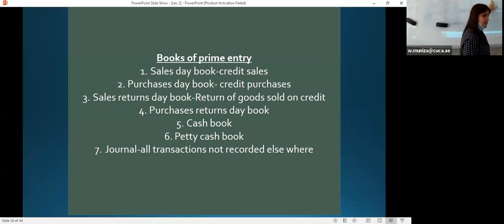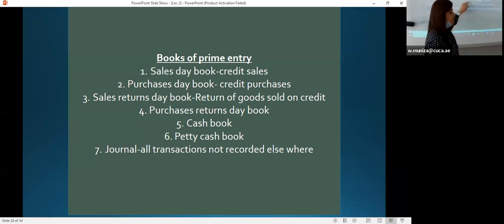Then we have purchases returns day book. Only credit purchases returns will be recorded in this book. Cash book, all the cash transactions, whether cash sales or cash purchases, will be recorded in the cash book. Petty cash book. This is for small amount cash transactions. For routine cash transactions and for petty nature cash transactions, this cash book is maintained. And journal. All those transactions which are not recorded elsewhere are going to be recorded in this book of account.